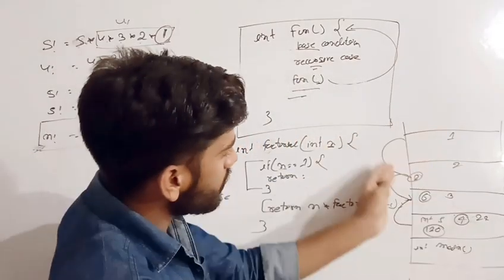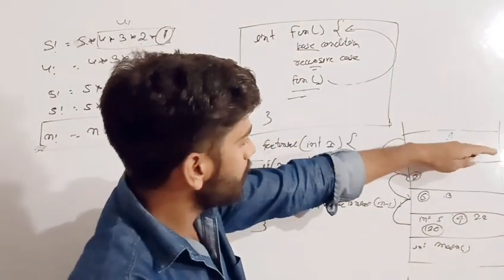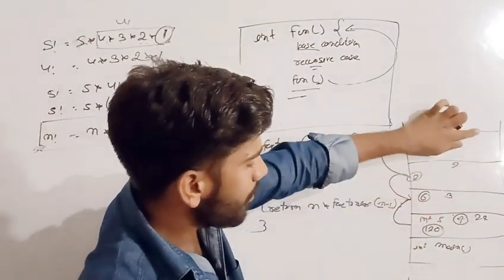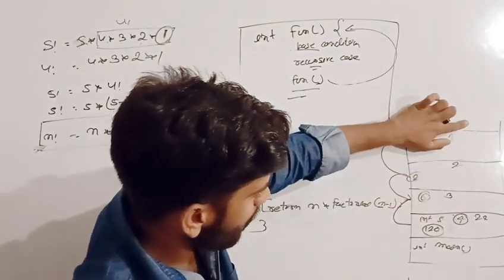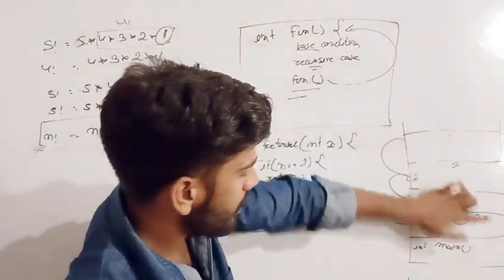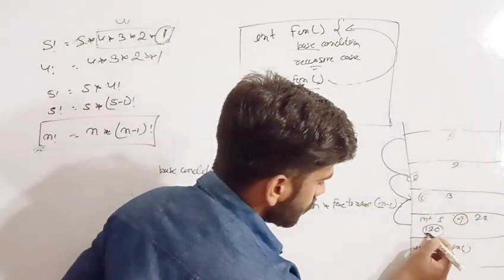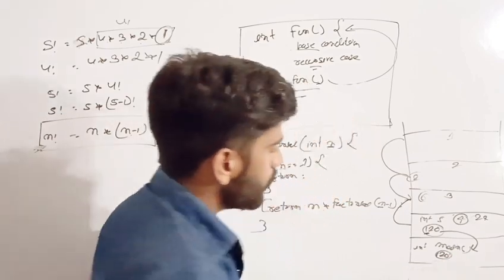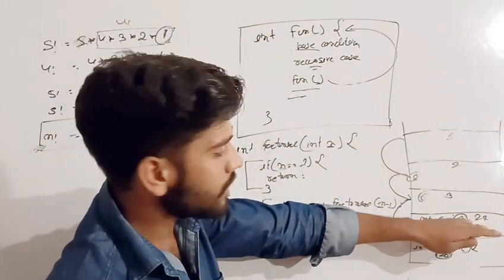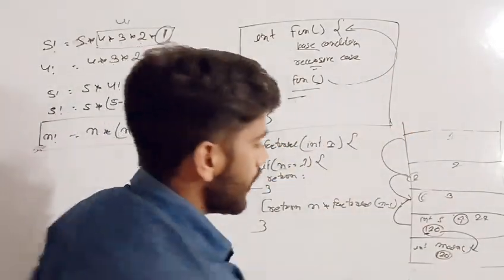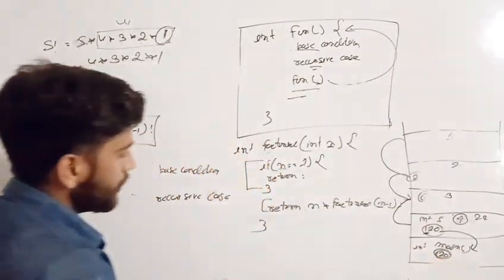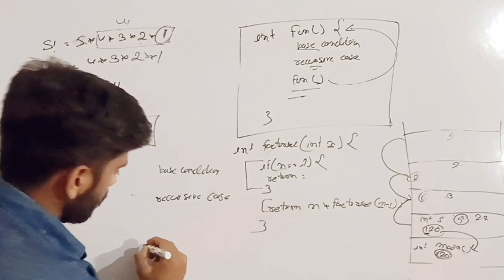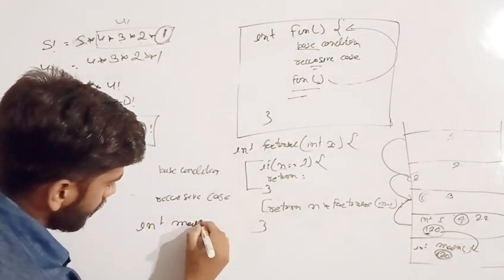And when it is returned, it will be popped out. When 2 is returned, 2 will be popped out. When 3 is returned, 3 will be popped out. When 5 is returned, 5 will be popped out. Then in main, 120 will be returned, and only main remains, meaning the memory which has been used is popped out and 120 is returned, which is factorial of 5.